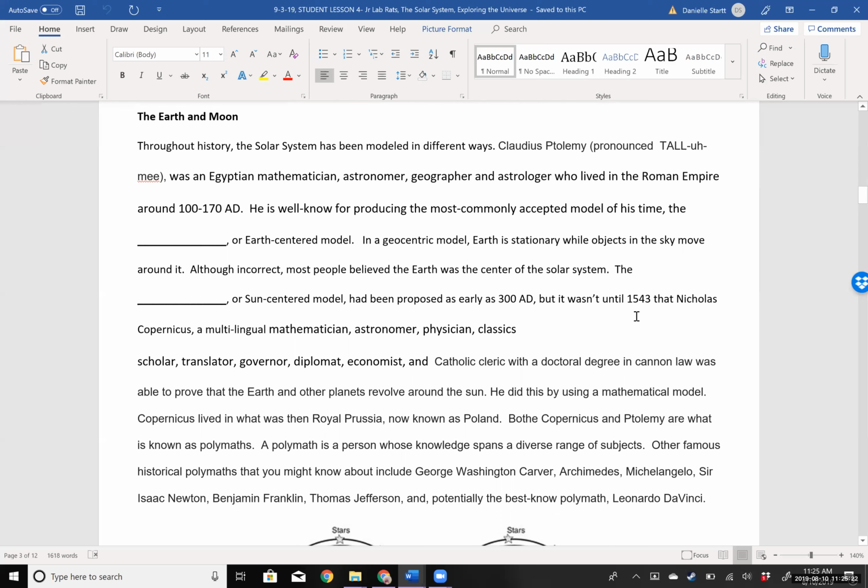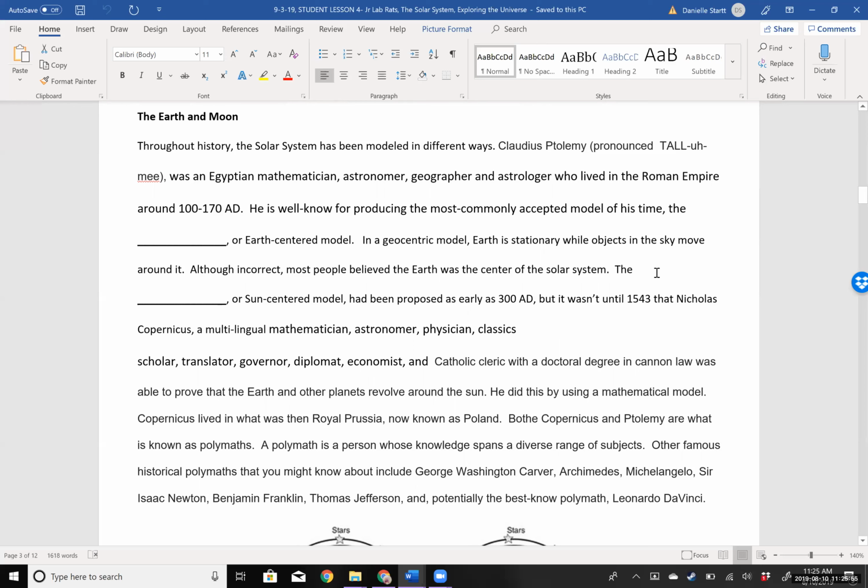All right, plus, if we keep reading to the next sentence, let's start back right here. We're talking about Ptolemy, right? Ptolemy is well known for producing the most commonly accepted model of his time, the blank, or Earth-centered model. Let's continue reading. In a geocentric model, Earth is stationary while objects in the sky move around it. Although incorrect, most people believed the Earth was the center of the solar system. Okay, right there you should have enough context clues to complete the first blank. And the second blank will follow very logically.